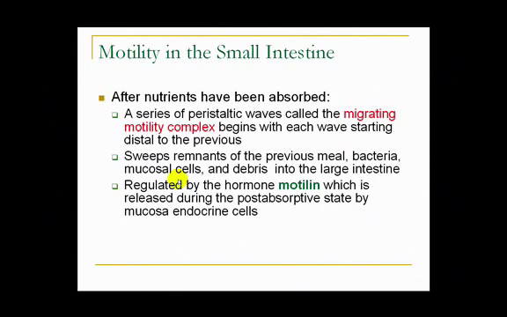And what triggers it is during your post-absorptive state, so after you've absorbed everything, the endocrine cells that are in the mucosa of your small intestines will release a hormone called motilin. And that motilin is a hormone that triggers the migrating motility complex. And like I said, what stimulates the endocrine cells to release the hormone is they're detecting changes in solute concentration.